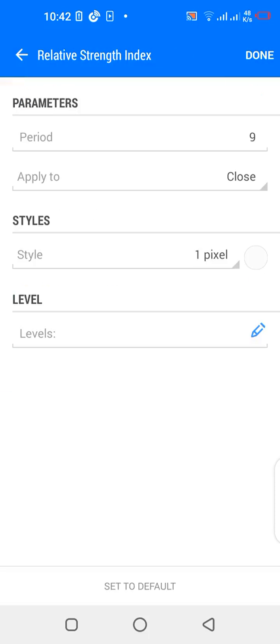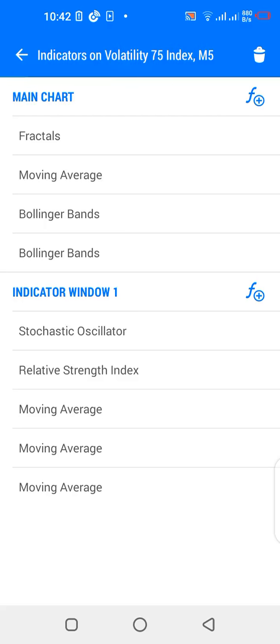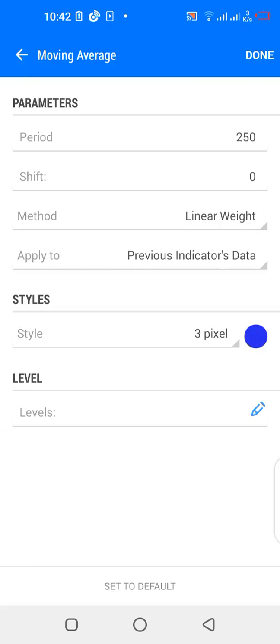Now it's a 9-period RSI, applied to close. The color matches the background color of the price chart. Another indicator on indicator window one is a 250 period moving average. The method is linear weight applied to previous indicator's data, and the color is deep blue.